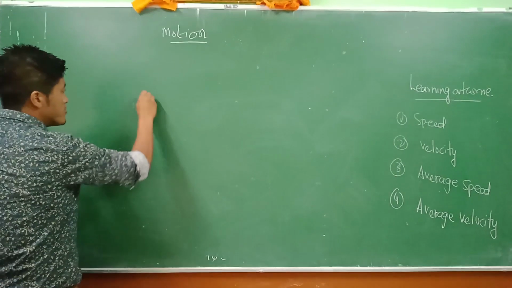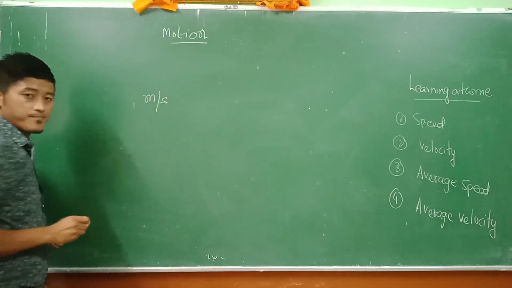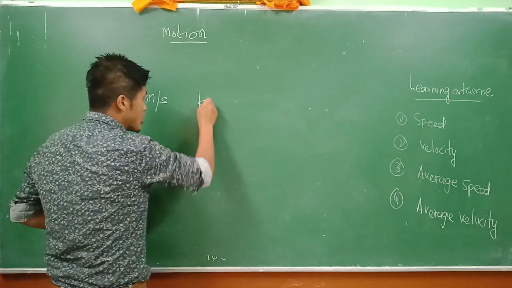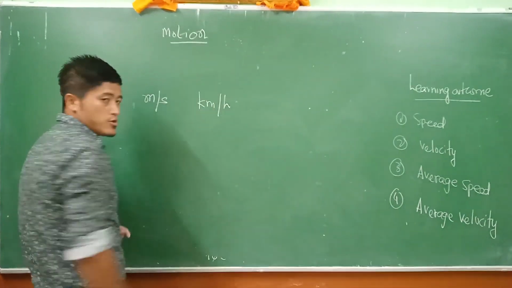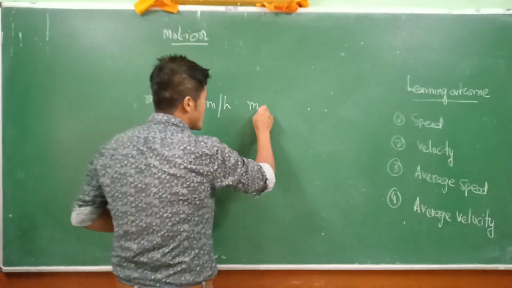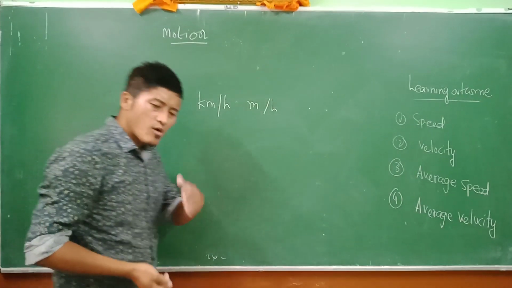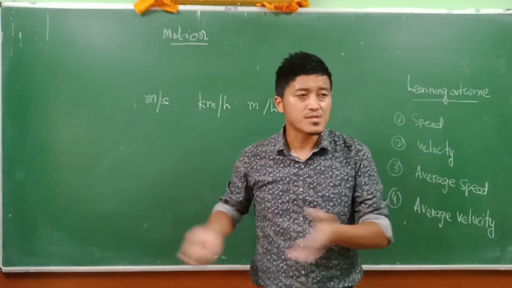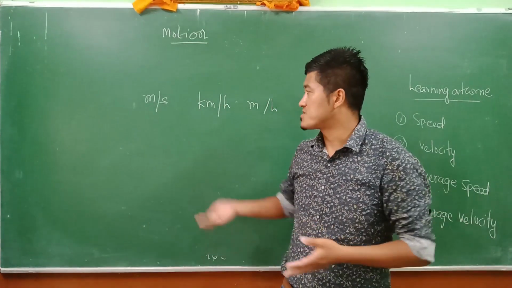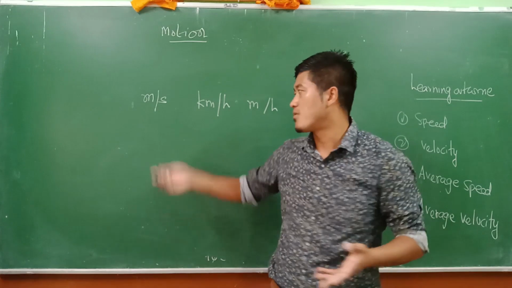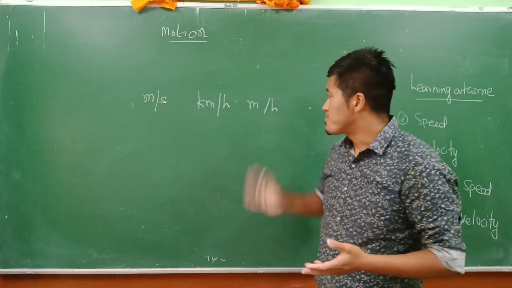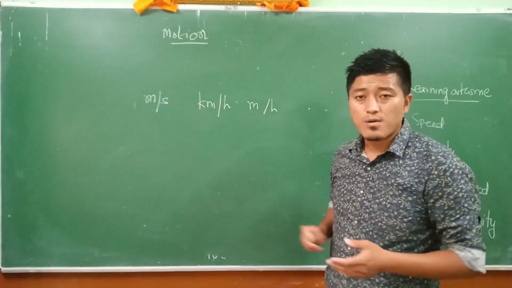Okay, so you can measure the speed in meter per second. You can measure the speed in kilometer per hour. You can measure the speed in miles per hour. So, depending upon the person, there are many ways by which people are going to take the values in the form of meter per second, kilometer per hour, miles per hour.